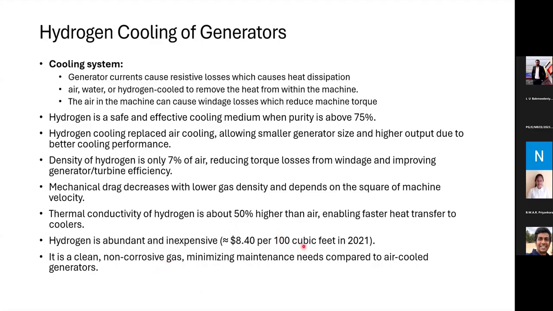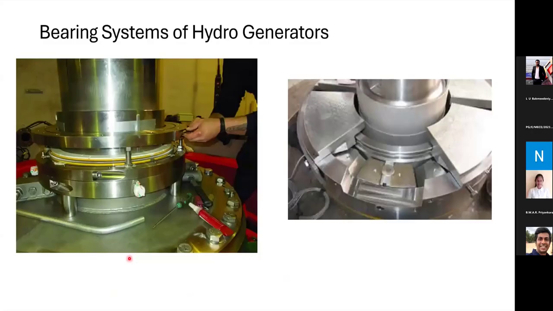So in Nodochole, I believe there is a local hydrogen generation plant. It is a clean, non-corrosive gas, minimizing maintenance needs compared to air-cooled generators, because hydrogen displaces the oxygen, and corrosion happens in the presence of oxygen. So it's a better approach for the generator cooling.